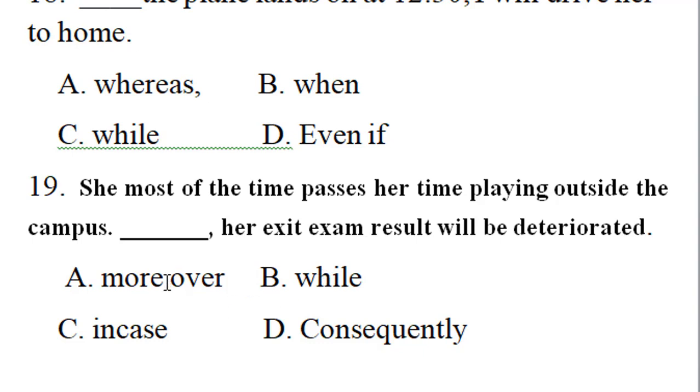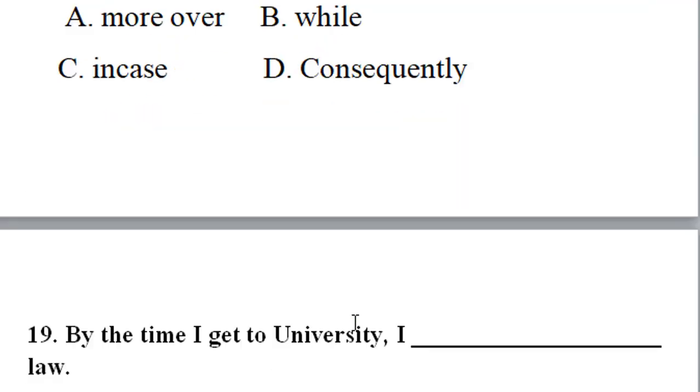So when do we use moreover? Moreover, furthermore: if the second is an addition to the first one, moreover, in addition, furthermore is possible. In case shows a possibility. Consequently means as a result, which leads to a result. So the answer is here. She most of the time passes her time playing outside the campus. Consequently, her exit exam result will be deteriorated. The result is happening from the cause here. So it is a cause-effect relationship. So consequently, as a result is also possible. And they complete the question here.